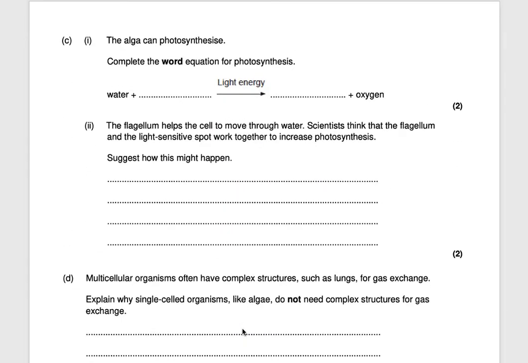Okay, next question. The alga can photosynthesize. Complete the word equation for photosynthesis. So water is with carbon dioxide, and that's going to produce, using light energy, glucose and oxygen for 2 marks.